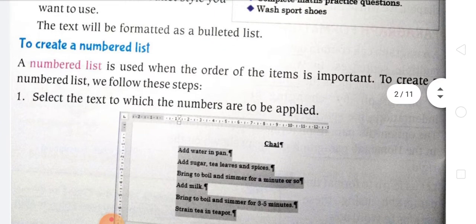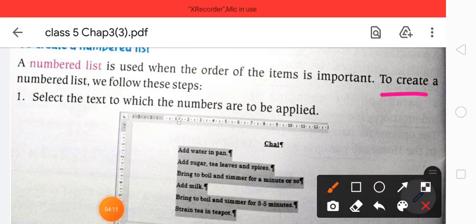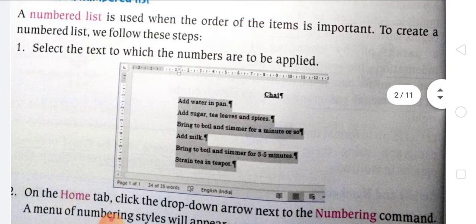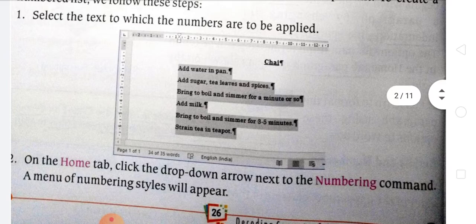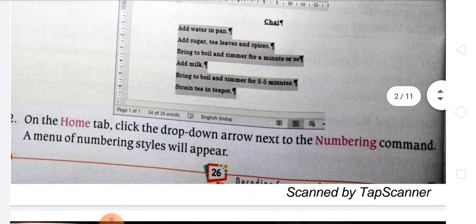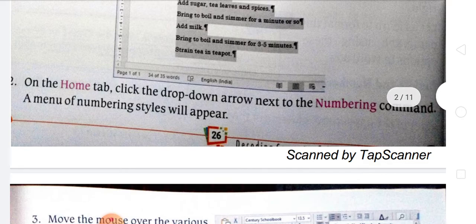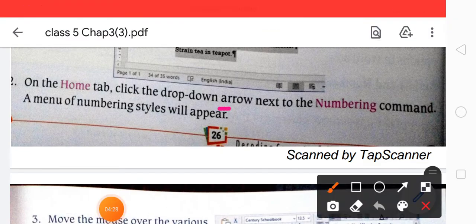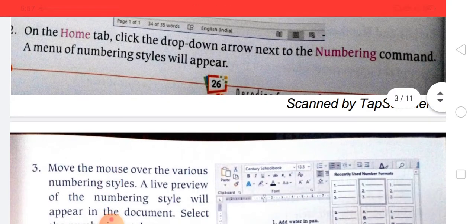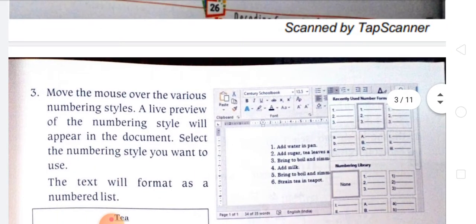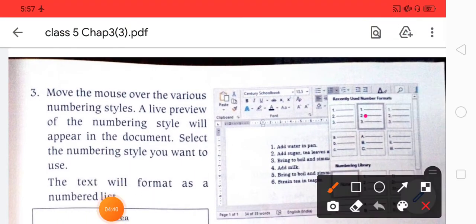So we put bullets now in this format. Then to create a number list: a number list is used when the order of the items is important. To create a number list we have to follow some steps. First, select the text you want to give the number list. Then go to the Home tab. Then go to the drop down arrow next to the Numbering command. Here you see different styles. You just choose one from this.